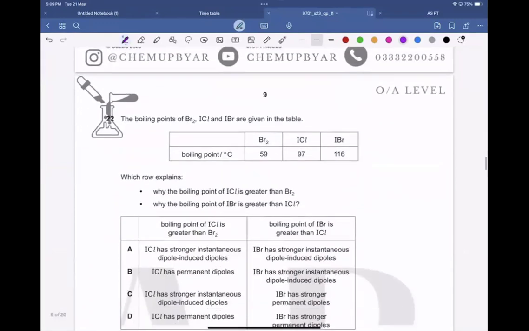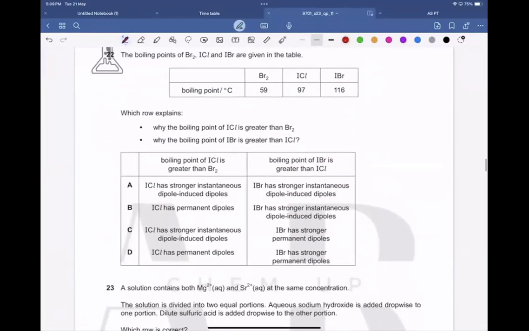Okay. Now, question number 22. The boiling point of bromine, ICl, and IBr are given in the table. Which row explains why the boiling point of ICl is greater than bromine. So if you recall, ICl has a permanent dipole forces, and it has an induced dipole forces.